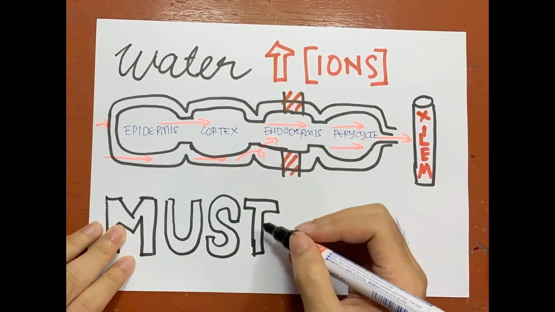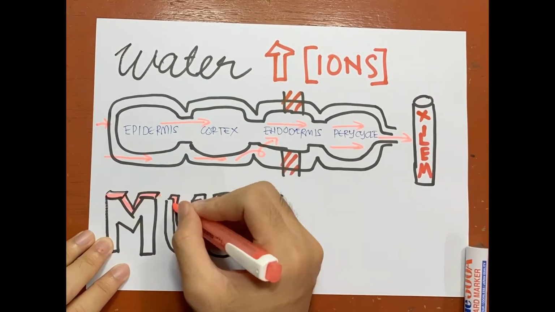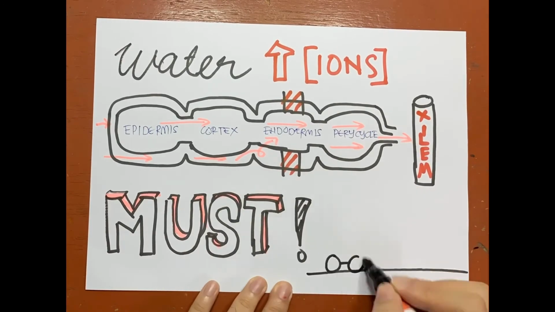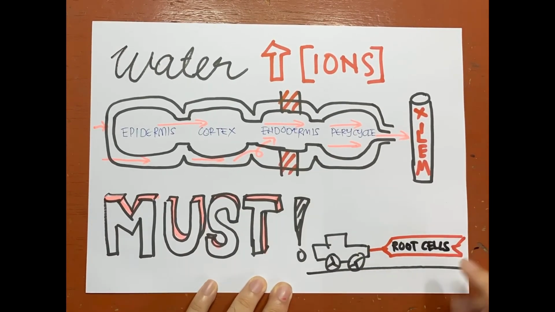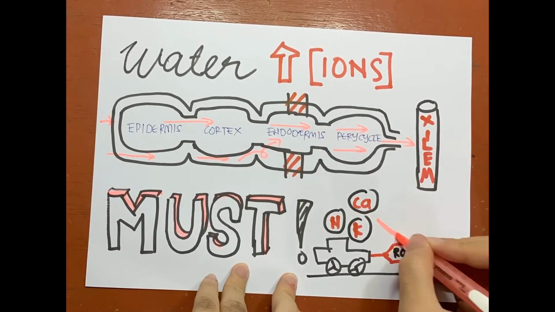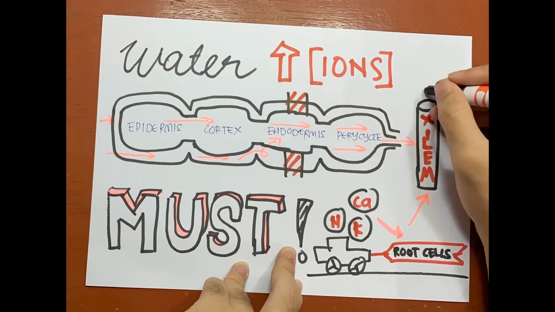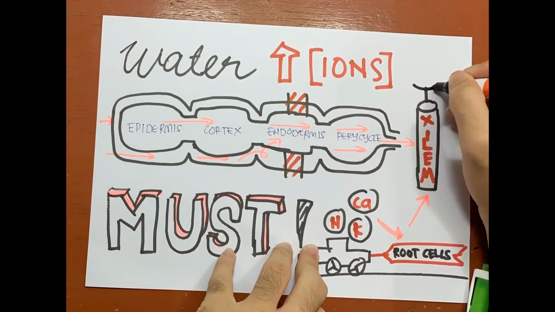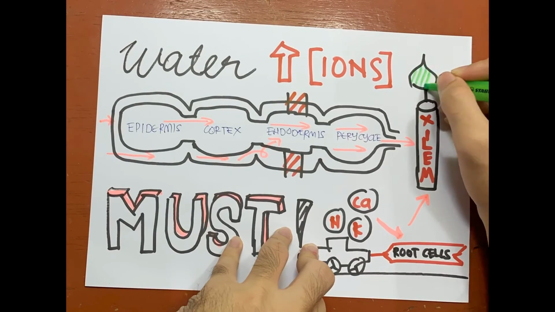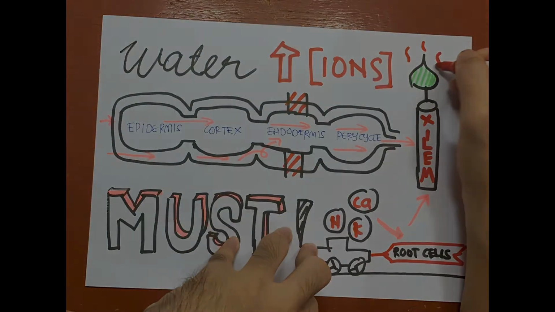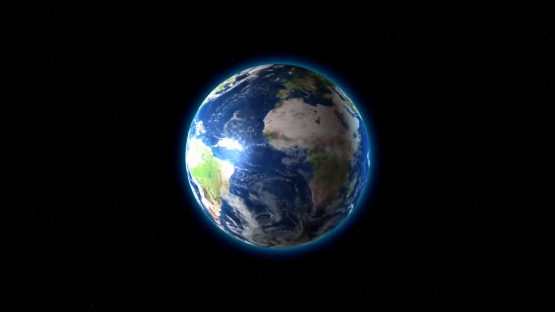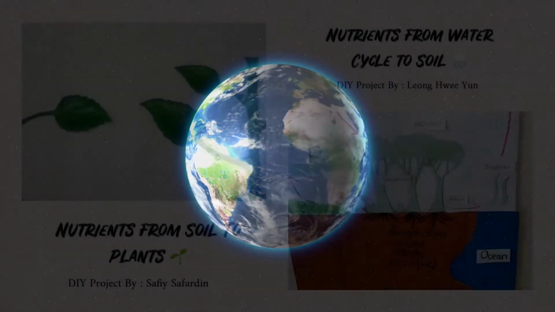Thus, for any given nutrient ion to be accumulated by a plant, it must be transported across root cell membranes. Ions absorbed by the roots are then loaded into the xylem and transported with water up to the leaves when the plant transpires. I think that's all about our plant, soil and water interaction.